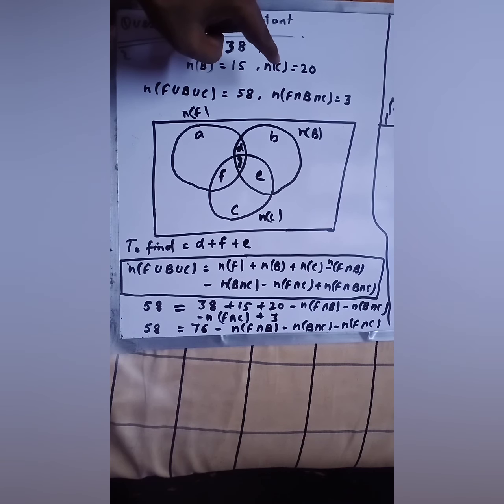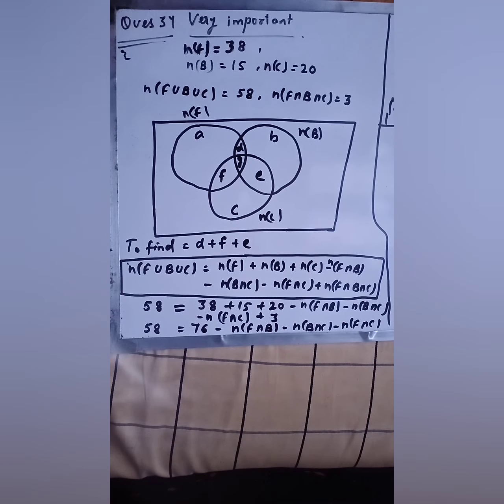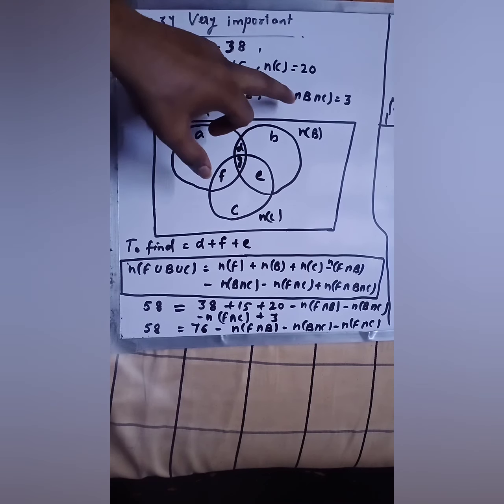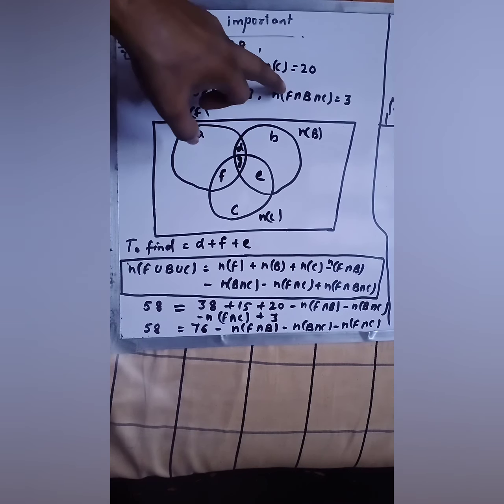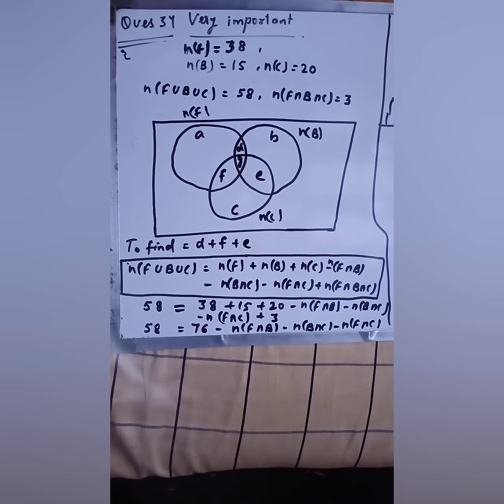And three men got medals in all three sports. That means F intersection B intersection C is equal to 3. There are three men who got medals in all three games. This is the given data.